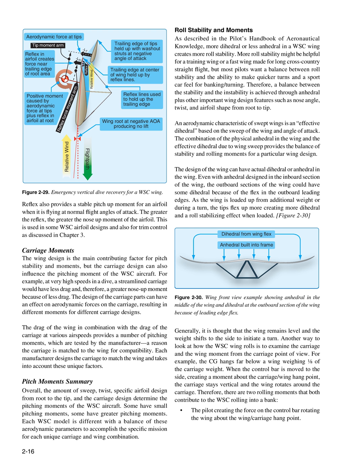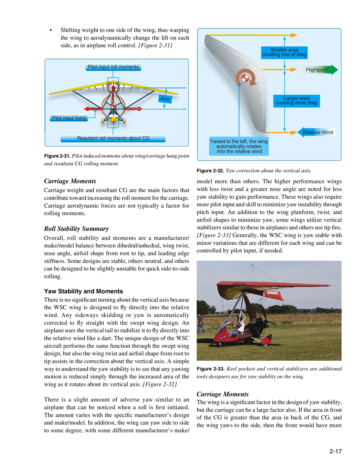Therefore, there are two rolling moments that both contribute to the WSC rolling into a bank. The pilot creating the force on the control bar, rotating the wing about the wing/carriage hang point. Shifting weight to one side of the wing, thus warping the wing to aerodynamically change the lift on each side, as in airplane roll control. Figure 231, carriage moments. Carriage weight and resultant CG are the main factors that contribute toward increasing the roll moment for the carriage. Carriage aerodynamic forces are not typically a factor for rolling moments.